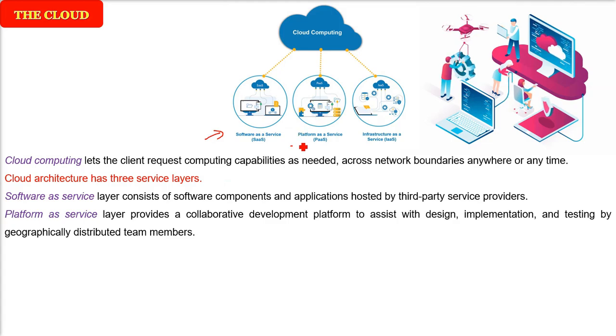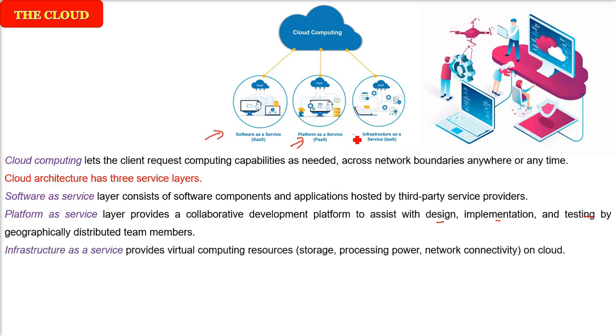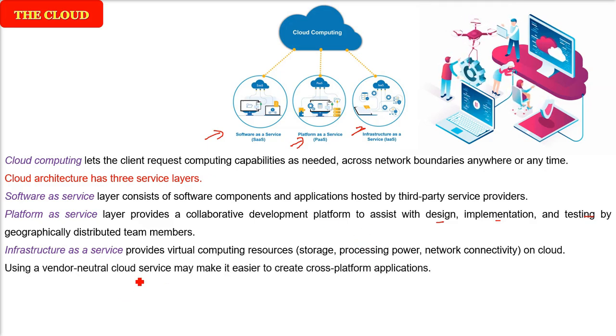And in the background you have SOA, the service oriented architecture. Platform as a service. You can design, implement and test. If there are so many team members geographically distributed, they can work on the platform on demand. Infrastructure as a service. You can get the computing resources like the storage, processing power, even the network connectivity on cloud. So the SaaS, PaaS, IaaS, these are 3 service layers. And one more thing, using a vendor neutral cloud, rather than Azure or some which is specifically vendor specific, you can create cross-platform application to make it easier.